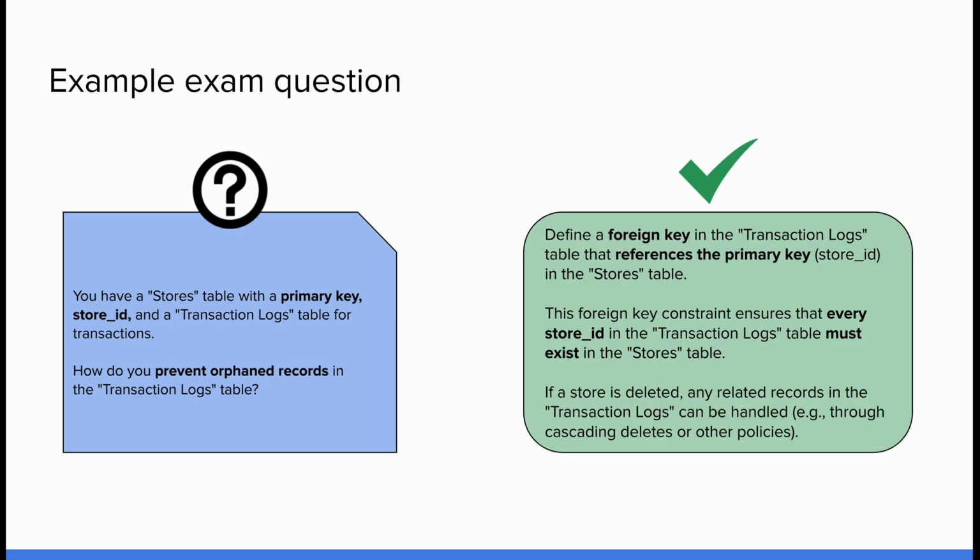The answer is to define a foreign key in the transaction logs table that references the primary key, store ID, in the stores table. This constraint ensures that every store ID in the transaction logs table must exist in the stores table. And if a store is deleted, you can choose how to handle any related records, such as through cascading deletes or other policies, to maintain that data integrity.